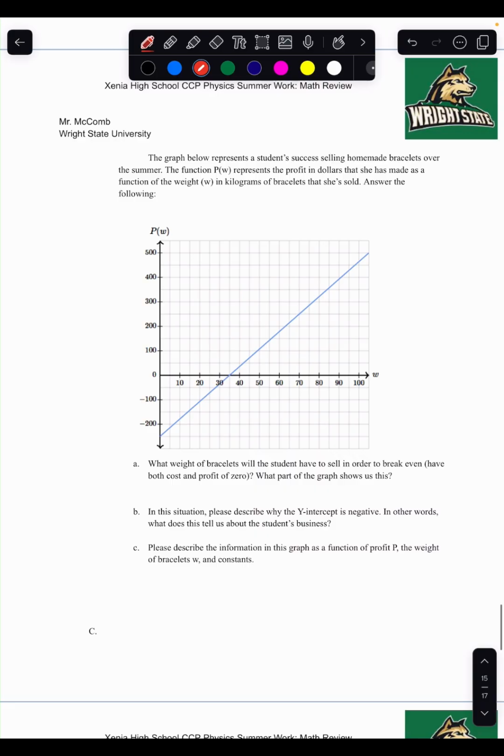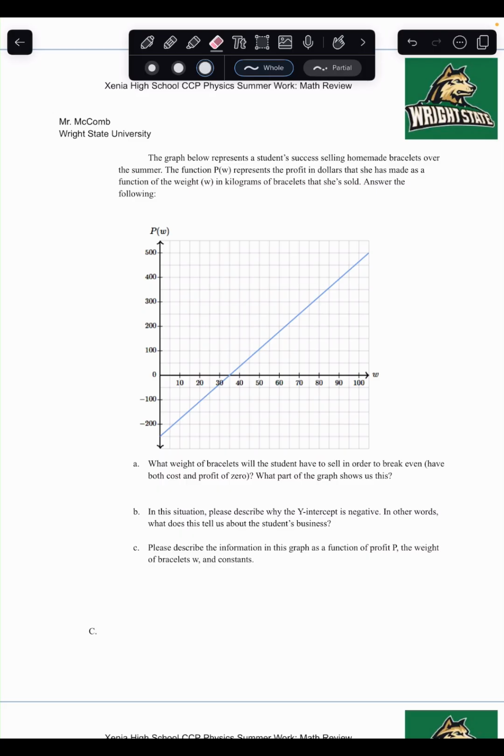Let's look at the next graph. The graph below represents a student's success selling home-made bracelets over the summer. The function, P of W, represents the profit in dollars that she's made as a function of the weight in kilograms of bracelets that she's sold. Answer the following questions. What weight of bracelets will the student have to sell in order to break even? And what part of the graph shows us this? In this situation, please describe why the y-intercept is negative, and please describe the information of this graph as a function of profit P, the weight of bracelets W, and constants.